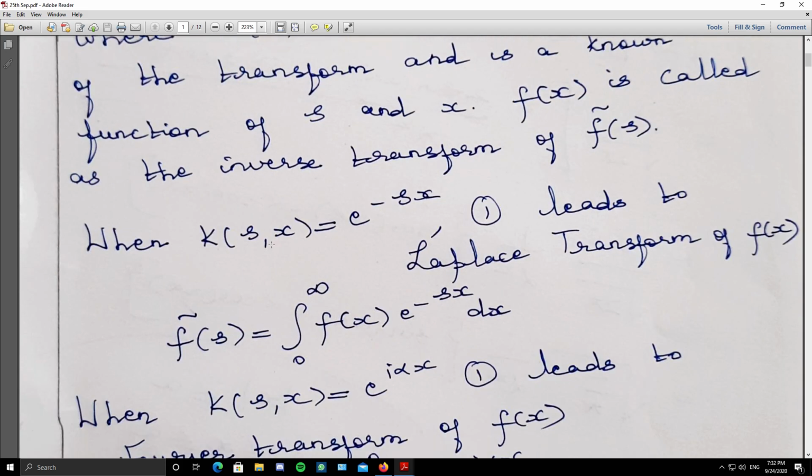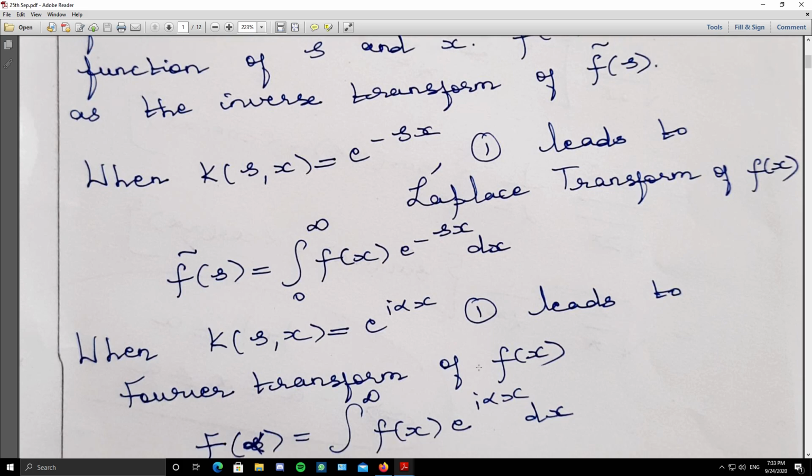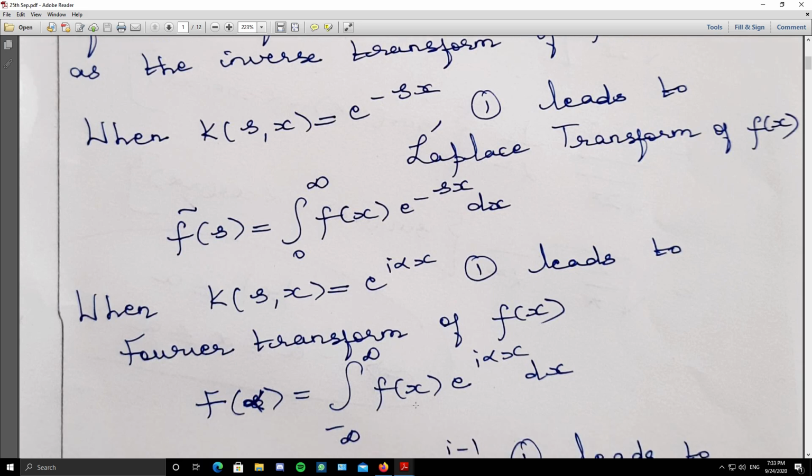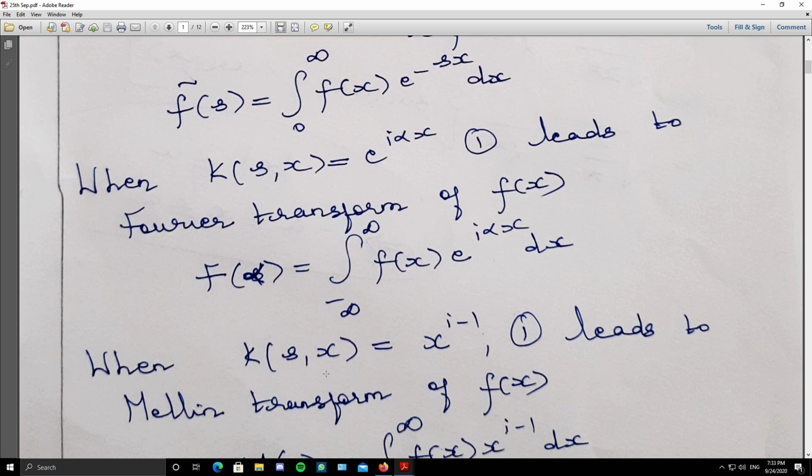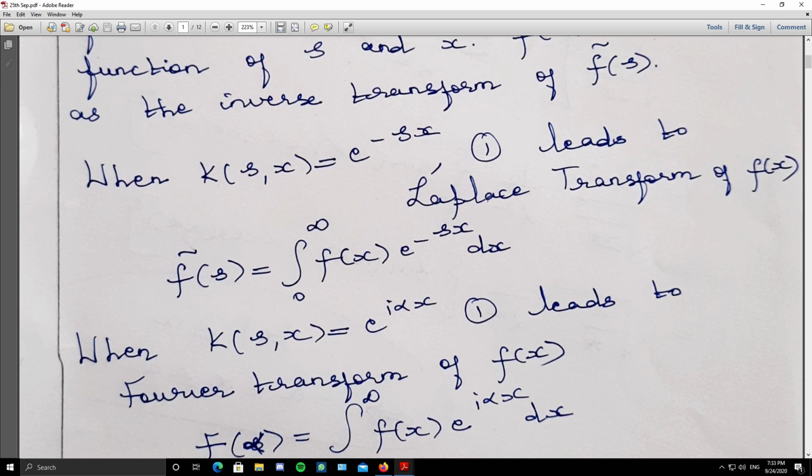I repeat, a kernel function is defined as e power minus sx. Laplace defined the kernel as e power minus sx, so it is called a Laplace transform. Fourier took the kernel as e power i alpha x. It is a complex exponential, so it is called the Fourier transform. And Mellin took the kernel as x power s minus 1, so that becomes the Mellin transform.